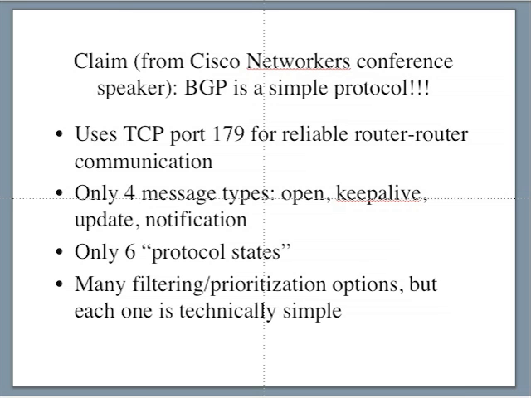Why is it simple? Well, the first reason is because it uses TCP for reliable router-to-router communication. So TCP handles the reliable delivery. It makes sure that each message gets to the destination router exactly once, not 0 times, not 2 times. And so BGP doesn't need to implement any sort of retransmission mechanism inside it. It just sends the data in a TCP socket. There are only 4 message types in BGP: opens, keepalives, updates, and notifications. That's it. There's only 6 protocol states.